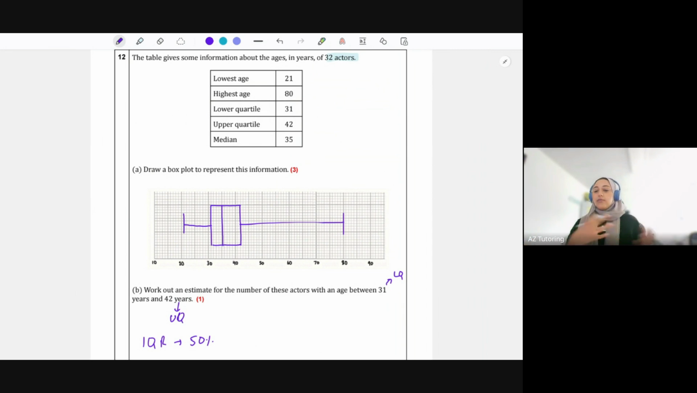So 75 minus 25% is 50. And 50, we're doing 50% of the total, which is 32 actors. So of 32, so half of 32 is just 16.